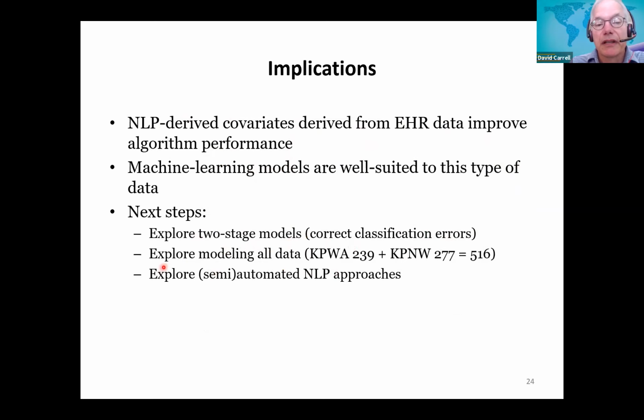We're going to explore using all of the data to train and validate. And then we're also going to use some of those automated NLP approaches, a more heavily byte-focused approach that I mentioned.